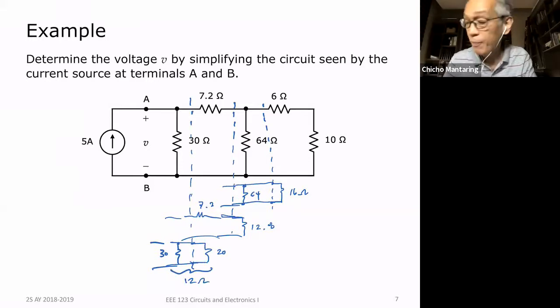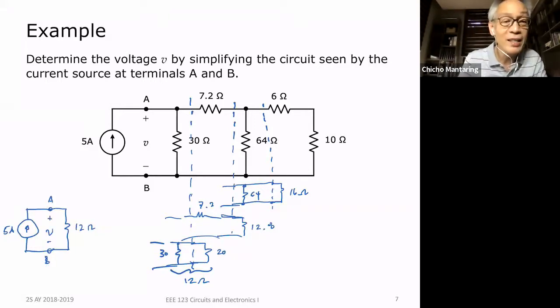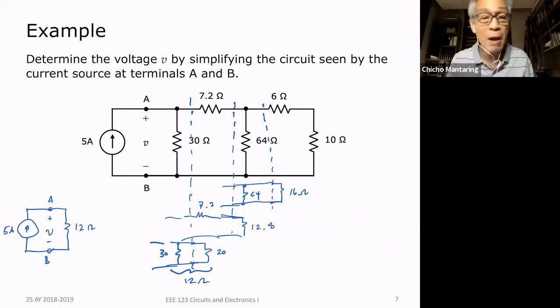So finally, my equivalent circuit is just this. No? My equivalent circuit, if 5 amperes. This is A. This is B. With respect to AB, I only have one resistor that is equal to 12 ohms. So anong value ng V? Simple na lang yung pag-calculate natin ng V. We just use Ohm's law. You have 5 amperes flowing, 12 ohms, so V is 60 volts. So yun na yung sagot natin.